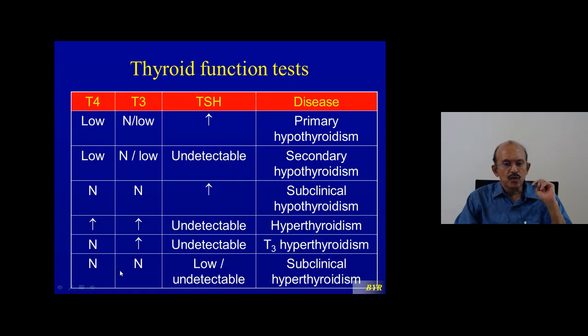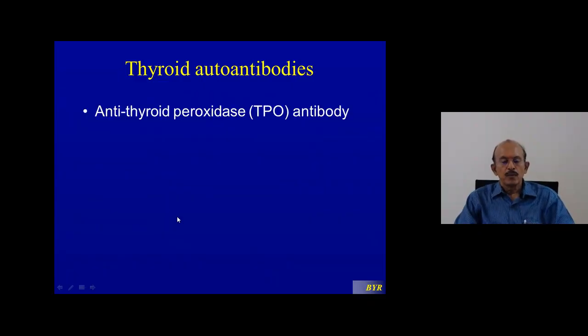T3 and T4 are normal. TSH is low or undetectable. Then again, we call this subclinical hyperthyroidism or incipient hyperthyroidism. So that is about the thyroid function test.